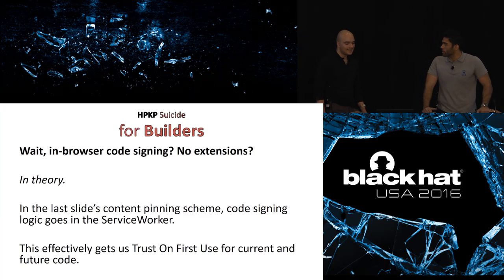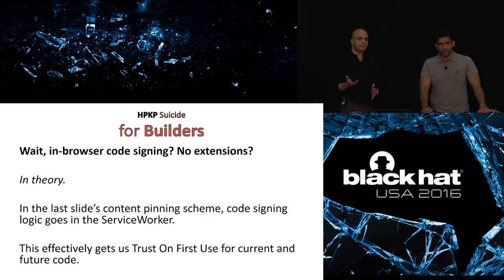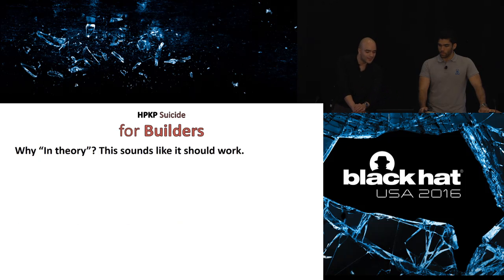All right, what was the first one? In-browser code signing. Yeah. So why'd we strike it out? Right, so it should work in theory. You just use the mechanism we just described, only you put code signing logic in that front-end page. You're probably familiar with the whole notion of JS crypto considered harmful and the web's trust on every use security model, which in-browser code signing would address. The mechanism we just described gets you trust on first use. So in theory this sounds like it should work.